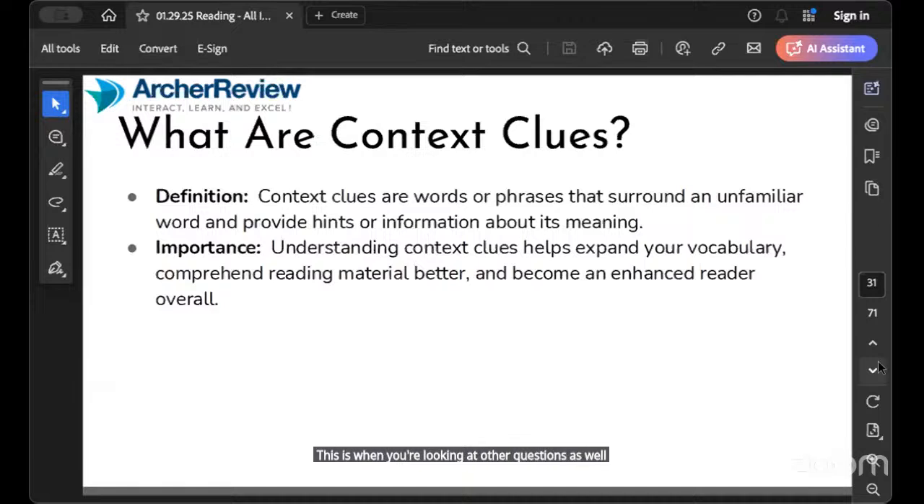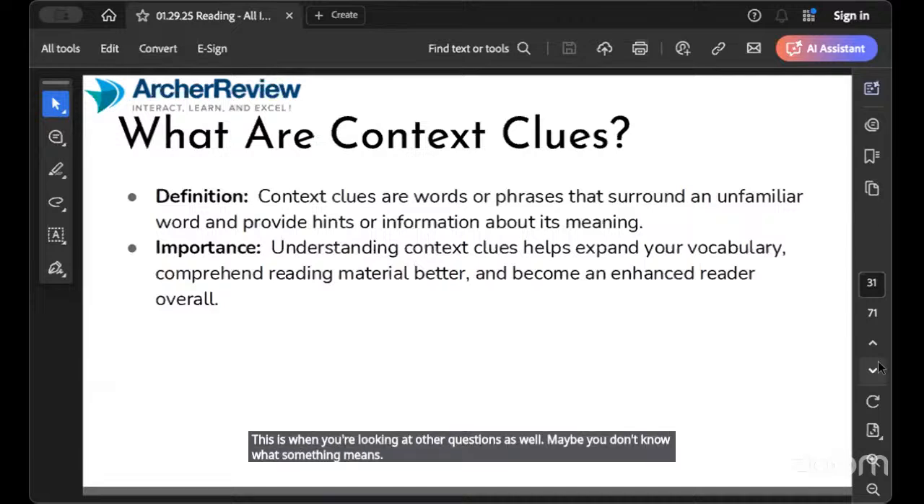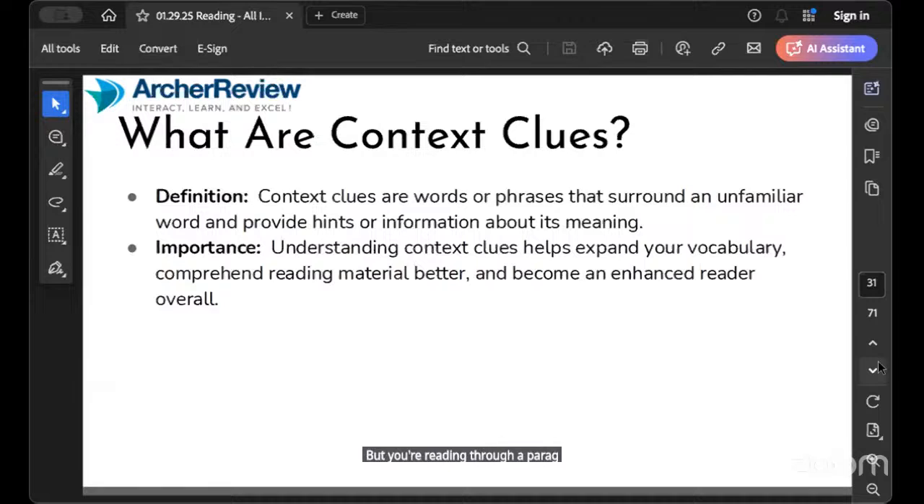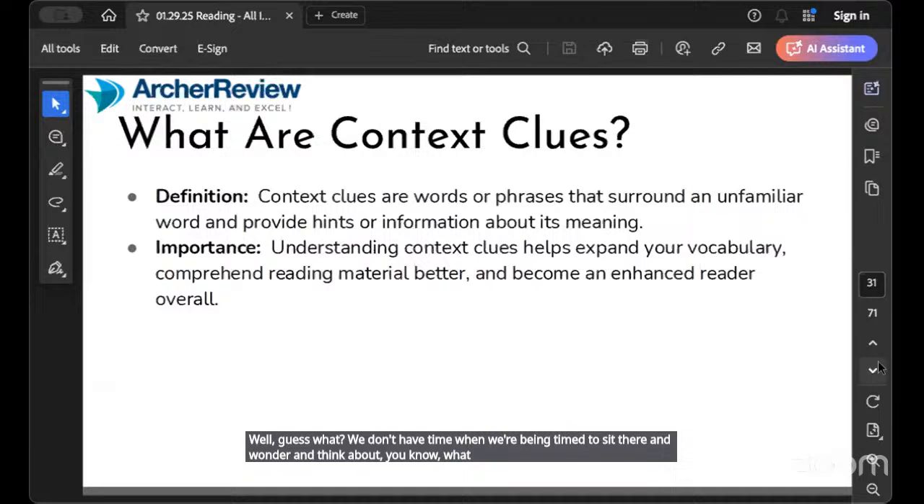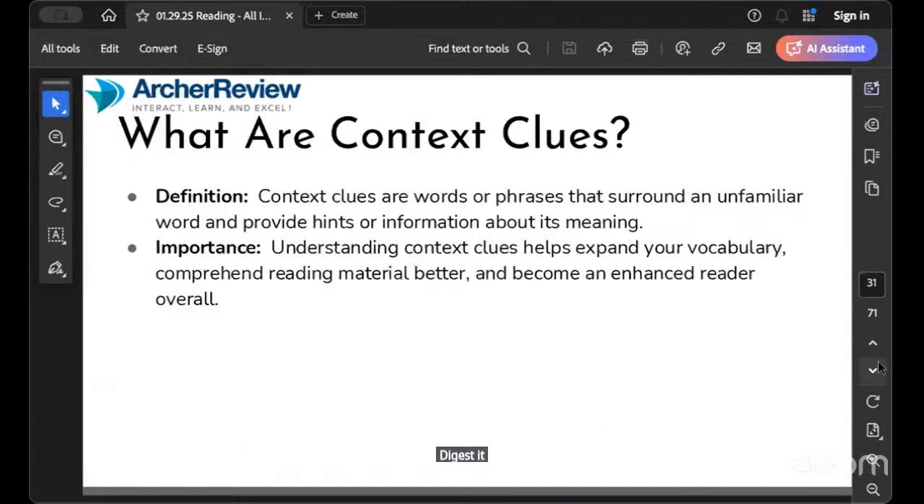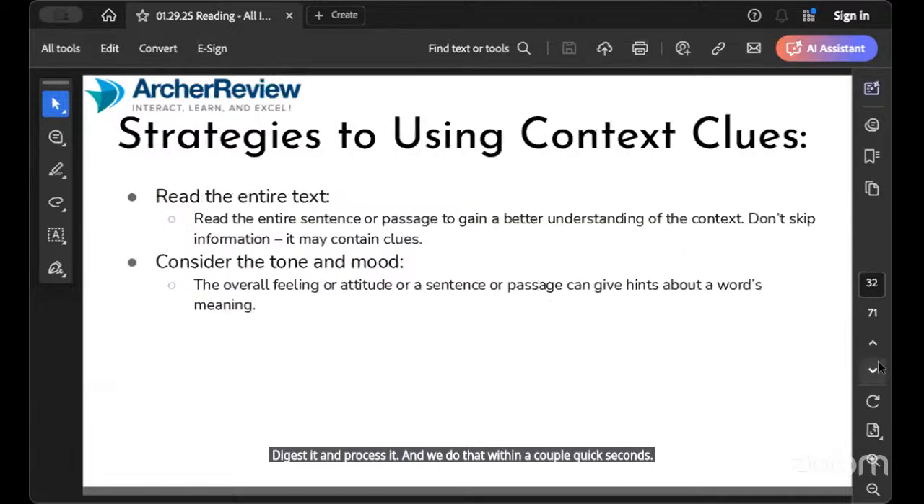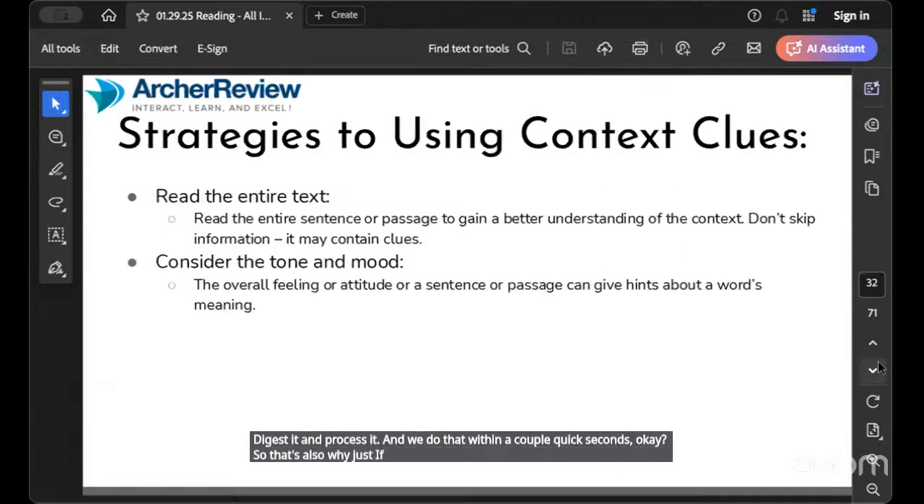Maybe you don't know what something means, okay? But you're reading through a paragraph and you're like, what's that word? Well, guess what? We don't have time when we're being timed to sit there and wonder and think about what could this word possibly mean? We got to keep rolling with the punches. Like, we got to go, we got to go, we got to go. So we use context clues to help us understand, break it down, digest it, and process it. And we do that within a couple quick seconds. Okay. So that's also why, just if we're being completely honest.